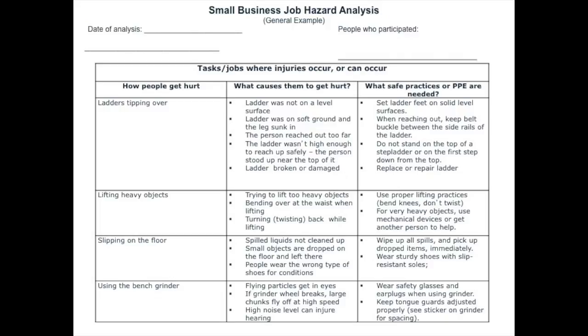They should say what the task is, because ladders tipping over is not a task description, is it? Lifting heavy objects, that's a task description. Slipping on the floor, that's not a task description, but walking is. Using a bench grinder, that's a task description. So in the task description section, do not write down the hazard, because that goes in the next column.